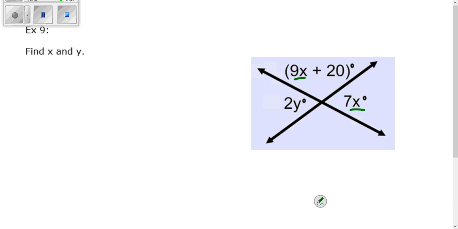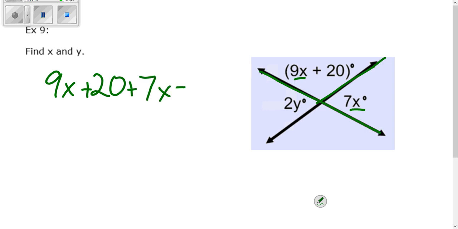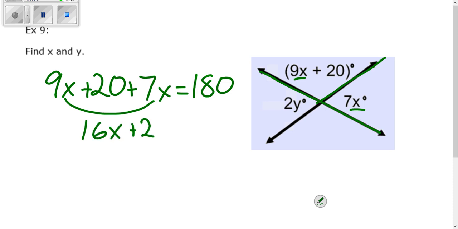So do those form supplementary angles or a linear pair? And yeah, they do. So right here, we see that they are a linear pair. They're supplementary, meaning they need to add up to 180 degrees. So we can say 9x plus 20 plus 7x equals 180. Then combine our like terms. We've got a 9x and a 7x. That will give us 16x plus 20 equals 180.